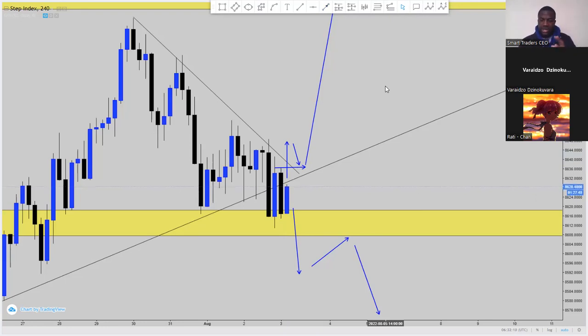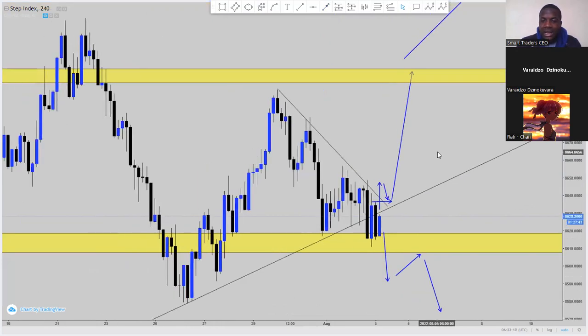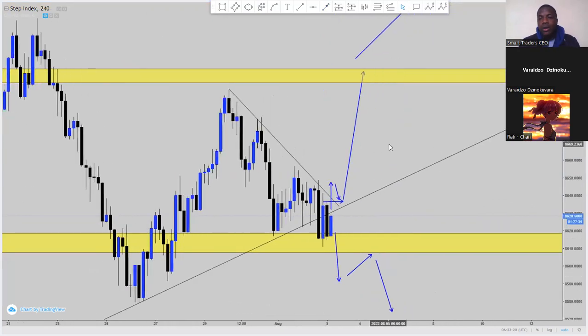We'll simply be communicating to see how far it's moving. Then we take things from there. But so far, this is the analysis that we are currently seeing on our step index. I'd say it's a good instrument. If you really master how to trade it, it's a good instrument. Step index is a good instrument.